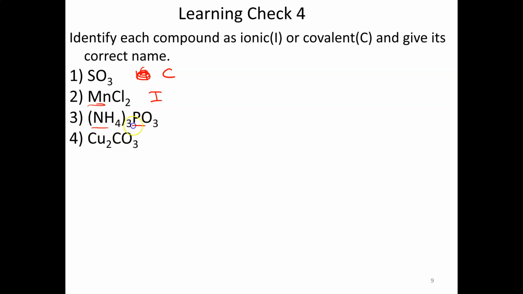This one's a little tougher. There's no metal, but these are 2 polyatomic ions. So 2 polyatomic ions is going to create an ionic compound because they're both ions. And the last one, copper involved. That's a metal, so that's going to be ionic again.